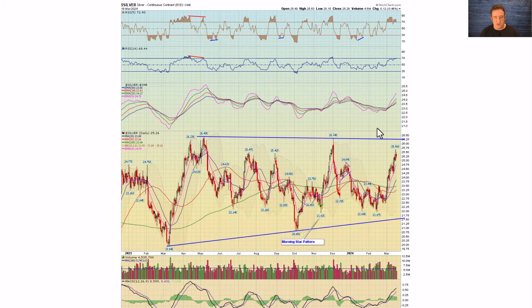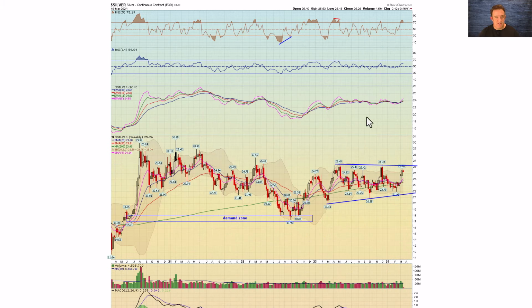Chart 83, here's silver, finally pulling back a little bit. It's still in the bigger pattern, obviously, hasn't broken out, but it's moved up nicely over the last few weeks. Chart 84, there's the weekly. You can see this pattern a little more clearly. It's been forming for about a year and a half.